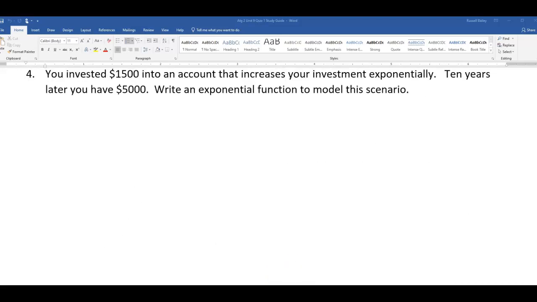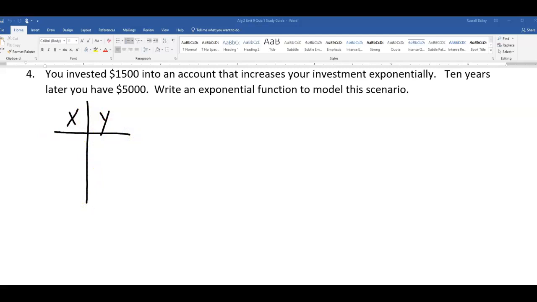All right, so number 4 is actually going to be pretty similar to the last one we just did. It's just a word problem version of it. So it says we invested $1,500 into an account that increases your investment exponentially. 10 years later, you have $5,000. Write an exponential function to model this scenario. So we're going to make a table.